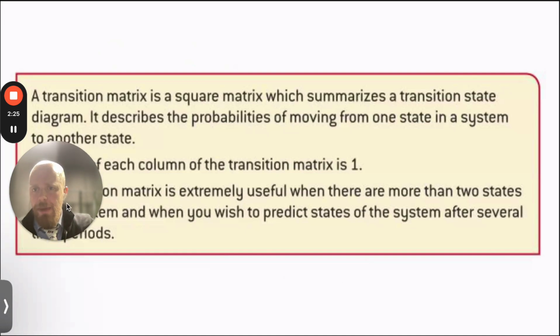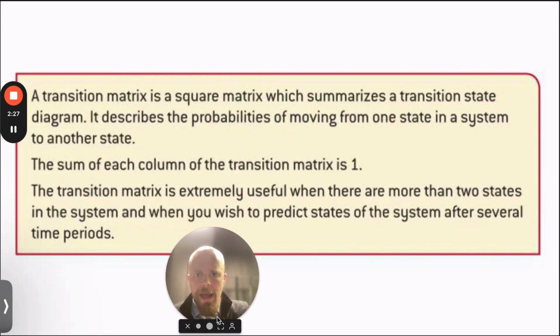Now, a transition matrix is a square matrix which summarizes the transition state diagram. It's really important that it's square, and it's obvious it's square because it's from and to, and the systems must be the same. What's super important is you remember that the sum of each of the columns is 1. If it's not 1, then it won't work when you're starting to multiply out the matrices together. The transition matrix is very useful if there are more than 2 states in the system and you want to know after like 5 days or 10 days or 15 days.